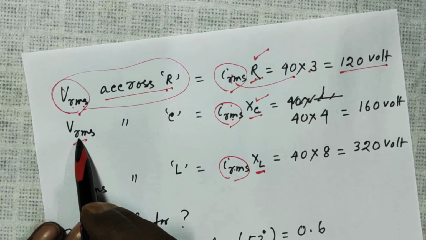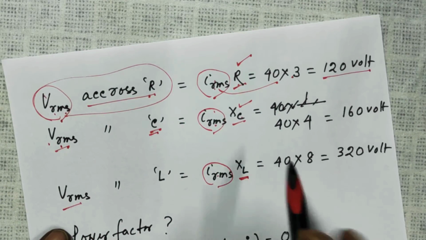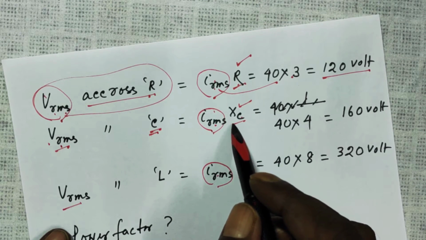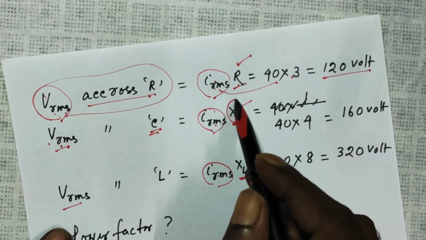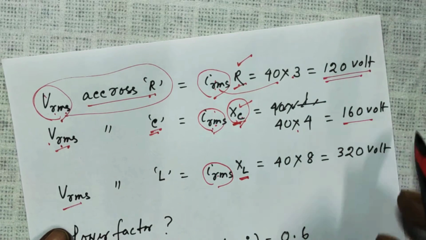Similarly, the potential difference VRMS across the capacitor will be the current passing through it times its resistance. This is given in the question as 4. So 40 into 4, that is 160 volt.